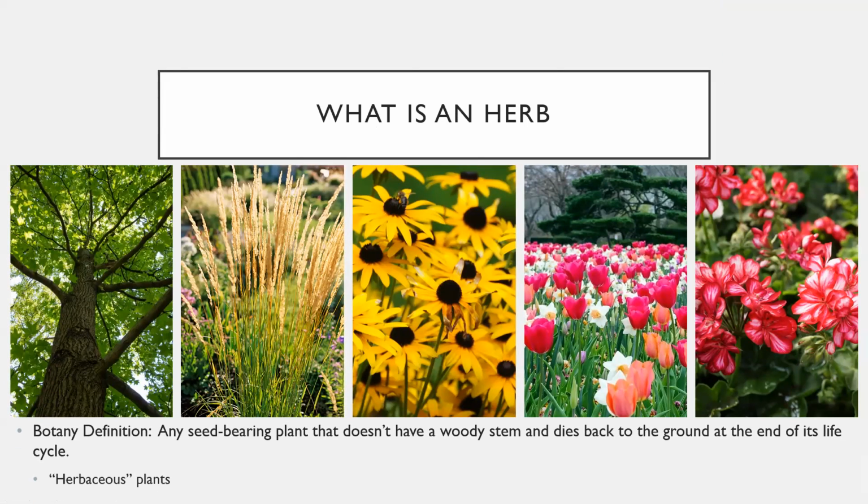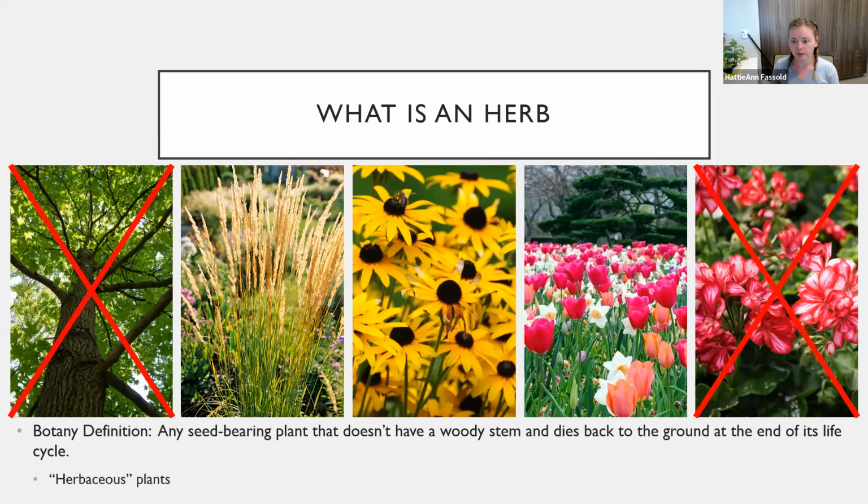Thanks. So the first thing with herbs, just kind of interesting stuff, is defining it. Technically, when you say an herb, the botany definition is any seed-bearing plant that doesn't have a woody stem and dies back to the ground at the end of its life. So this means all of your perennials, technically, would be an herb. So your trees and your annuals would be out.